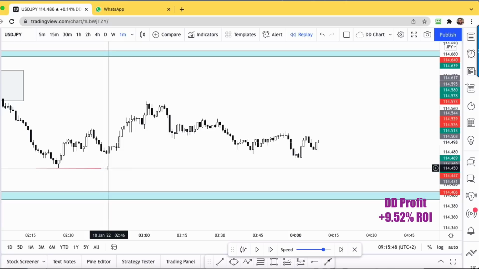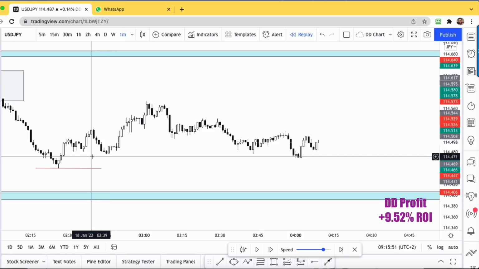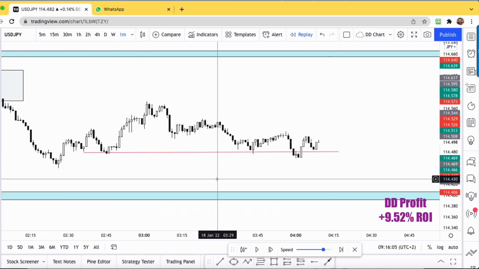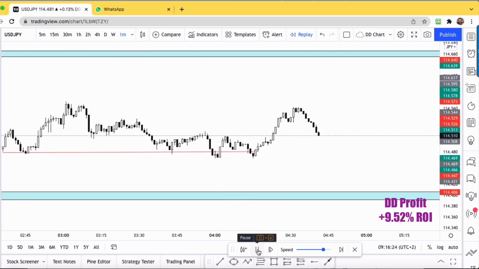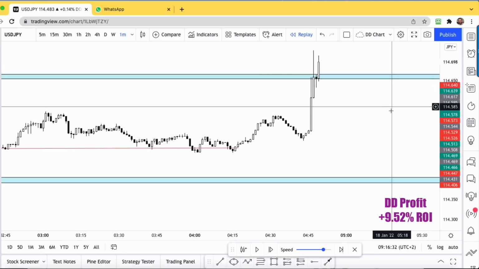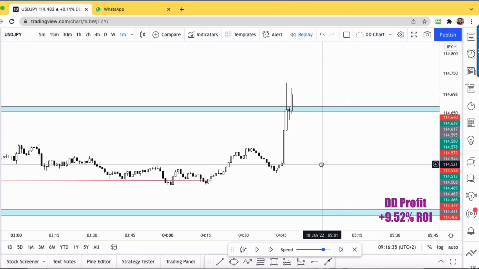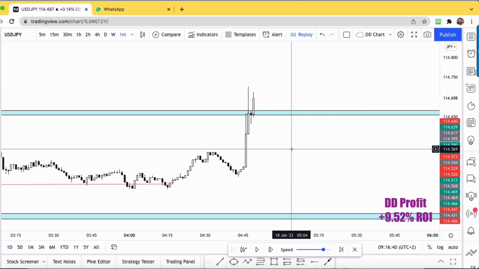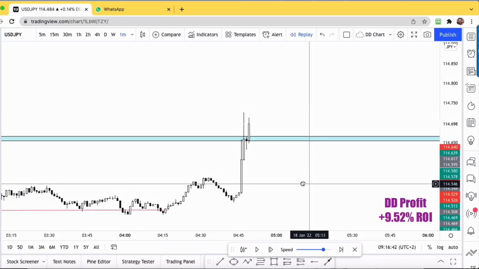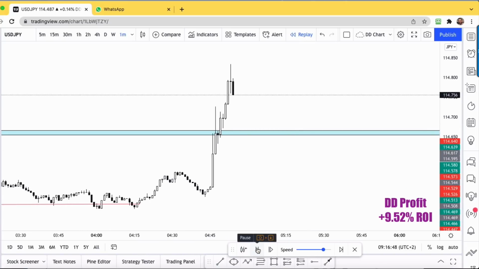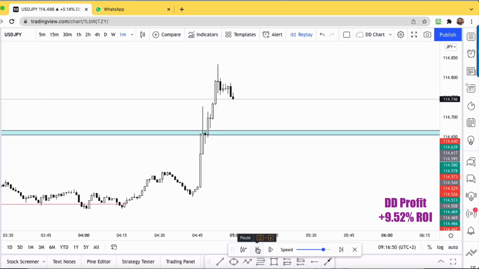Again, noticing this support point, maybe it's this support point around here. Let's see what happens. Maybe it's there. Whoa. Okay. All of a sudden, we broke through resistance. Okay, the market is definitely trending up right now.